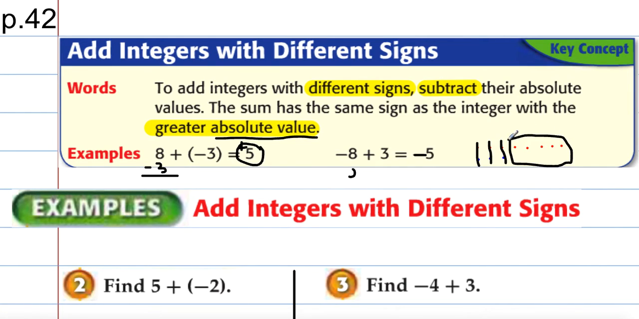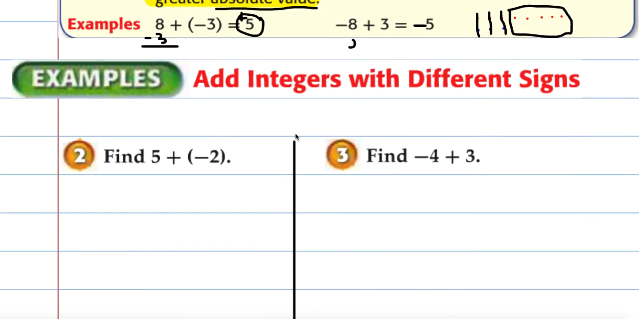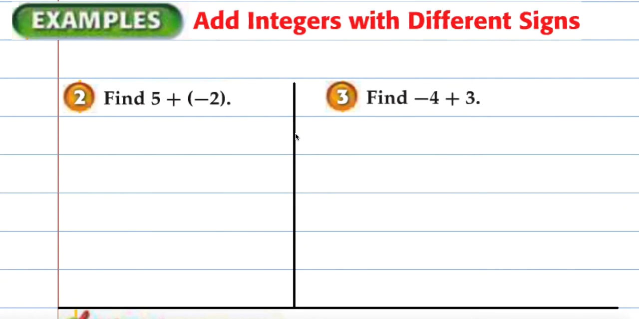So I know there are counters available in class that can help you if that's something that you need. So again, give these a try. Adding integers with different signs.